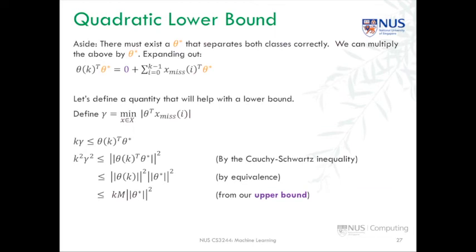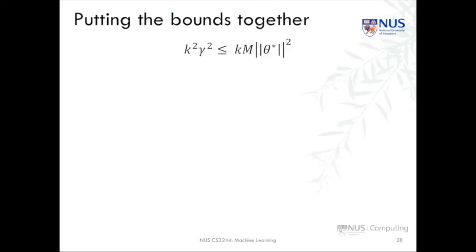And we're going to make one final part. So I'm going to take this equation and move it up. So we have these two parts, and I'm going to solve for k. So we're going to end up with k less than or equal to m, the norm of S squared, over gamma squared.